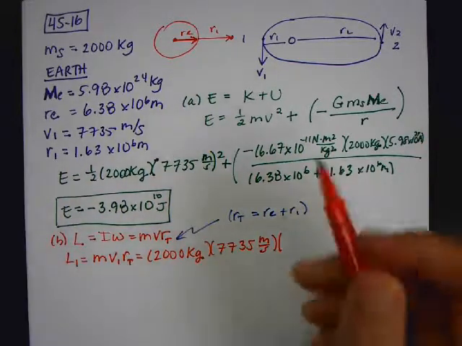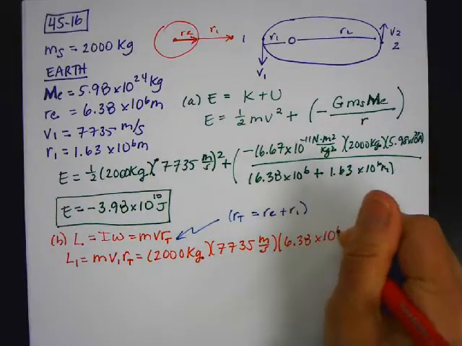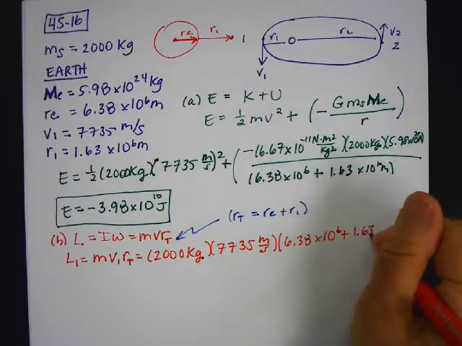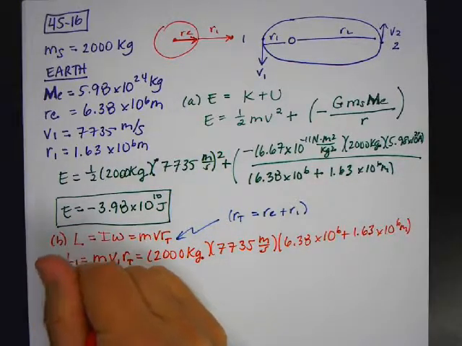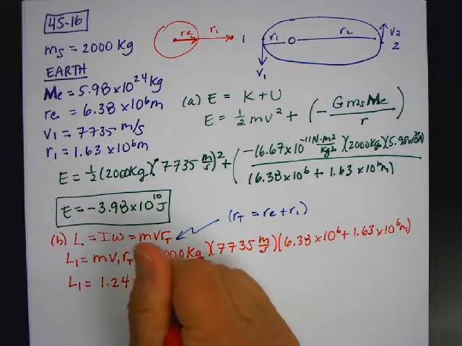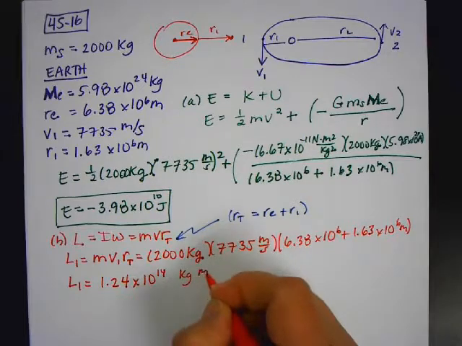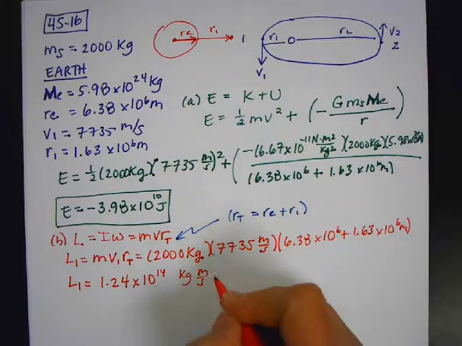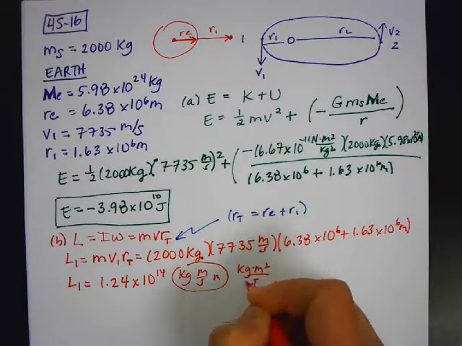And now I'm going to add those two. So it's 6.38 times 10 to the 6 plus 1.63 times 10 to the 6. So L1 comes out to be 1.24 times 10 to the 14. Now we have kilograms, I have meters per second, and then I have a meter. So my final unit would be kilogram meter squared per second.